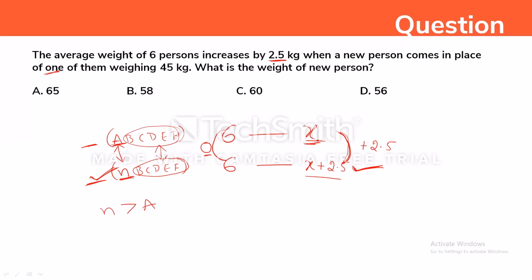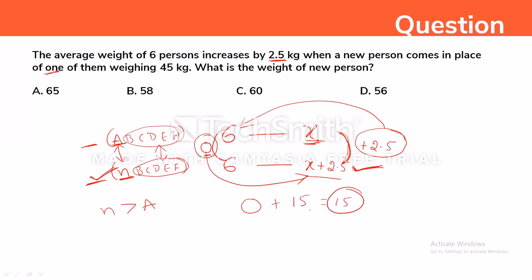Now we'll try to solve by using our shortcut. The left side difference is 0. Correct? If you multiply 0 with the last number, 0 multiplied with any number gives 0, so no need to worry about the value of x. Now what's the next difference? 2.5. This difference we need to multiply with the first number. So 2.5 into 6. What is 2.5 multiplied with 6? 6 twos are 12, 0.5 times 6 is 3. So it is 15.